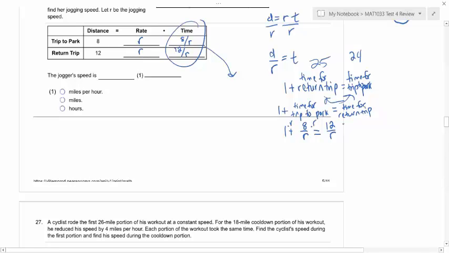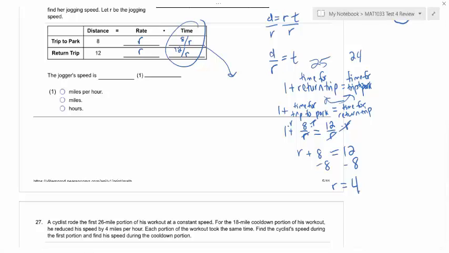So what does that give us once you do that? So you'd have R plus 8 equals 12. There you go. So R would equal? R would equal 4. 4. And then what would be the units for the speed? Would it be miles, hours, or miles per hour?